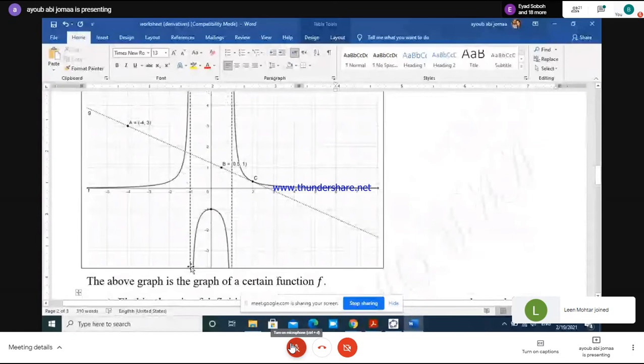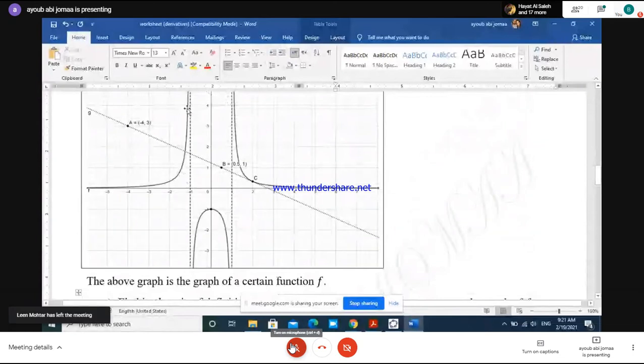The graph is very, very close to the line from the left, and it's very, very close to the line from the right. From the left, it is positive infinity. From the right, it is negative infinity. We have another vertical asymptote, x equals 1. From the right, the limit is positive infinity. From the left, the limit is negative infinity.